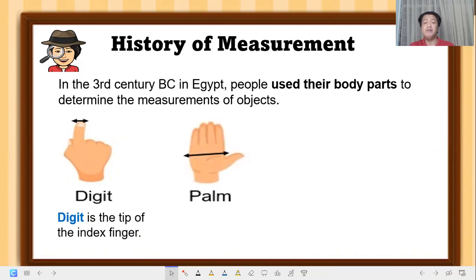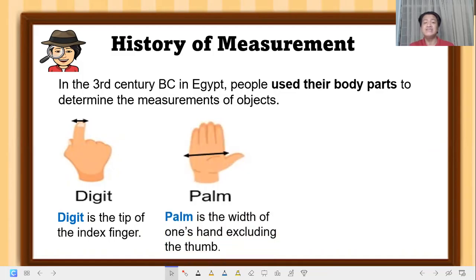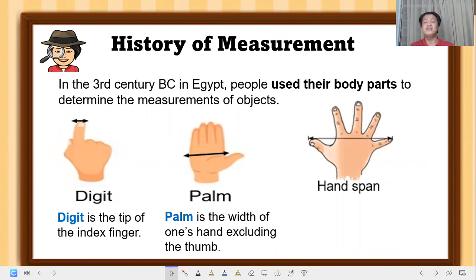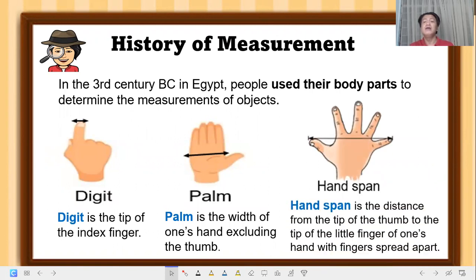Then we also have the palm, and this is the width of one's hand excluding the thumb. Ibig sabihin mula dito, no, di ba? Ito yon. So this is a palad. So that is the palm. And another one is the handspan. Ibig sabihin yan, when you spread your handspan, that's the distance from the tip of the thumb to the tip of the little finger. Ito yon, yung little finger then the thumb. Yun yung tinatawag natin handspan.